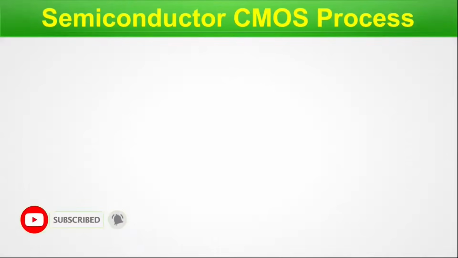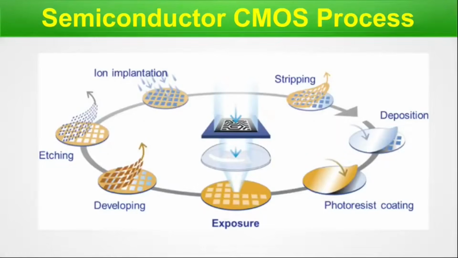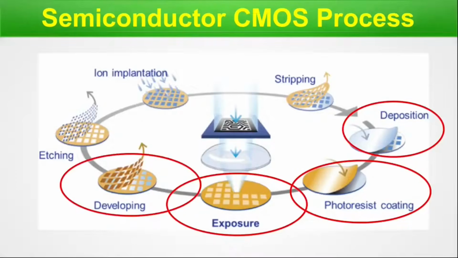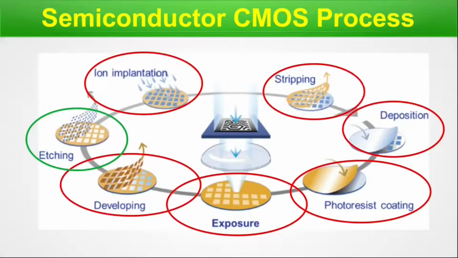Now, in this slide, we will talk about the semiconductors. It's a brief walkthrough of the CMOS process. So here is an infographics. So first we do the deposition, then we use a photoresist coating, we use the exposure, developing, etching. I have kept a green highlight here to make it separate from any other steps. Then there will be ion implantation, and then there will be the stripping of the remaining mask. So this is a cyclic process.